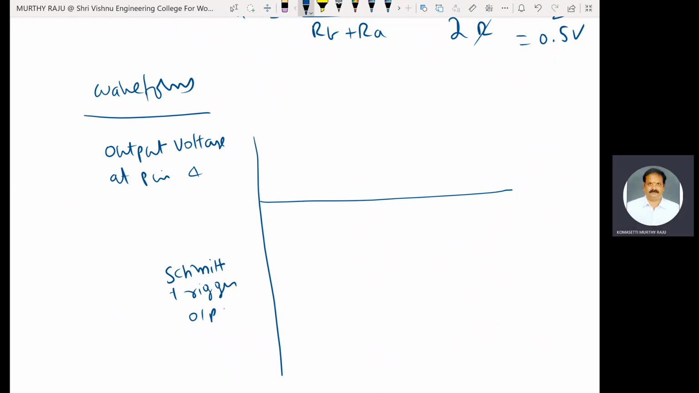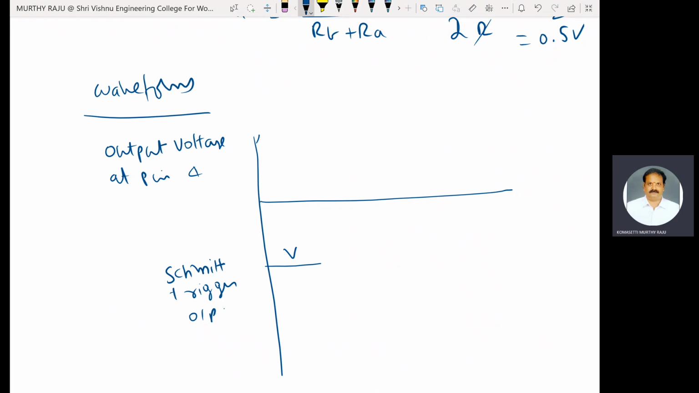Smith trigger output. Initially, the Smith trigger is designed. The output of that Smith trigger swings between two voltages, V and 0.5 V. Initially, the Smith trigger voltage is V. That V is applied to the constant current source through feedback. With the help of that V, the capacitor is charged.